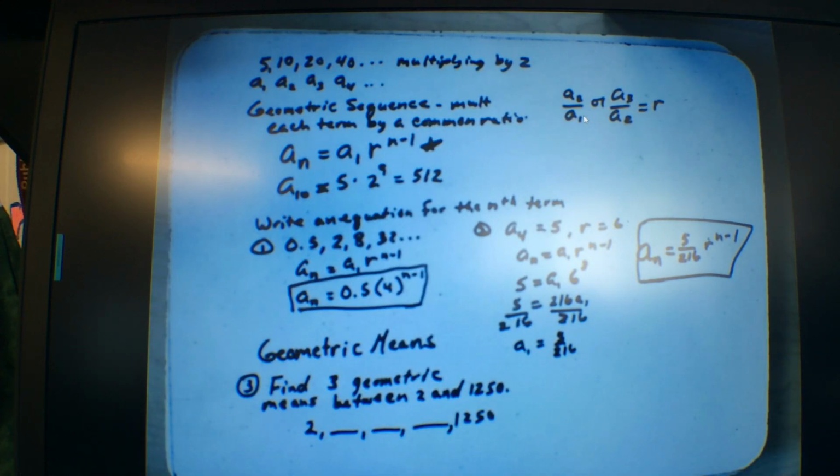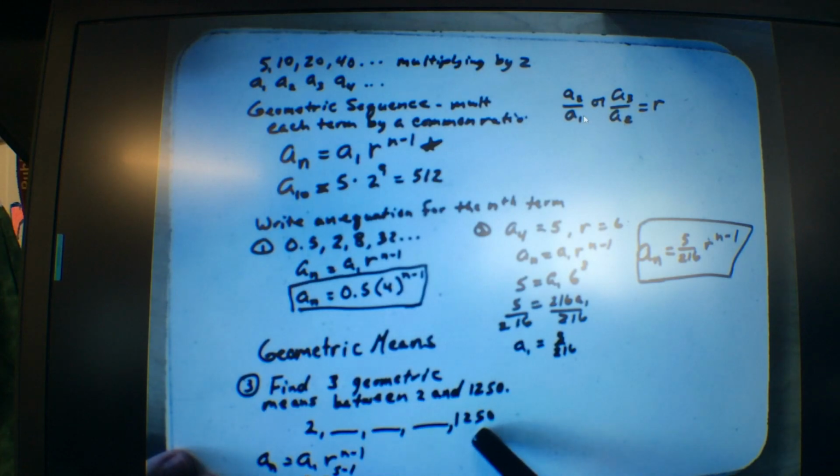So I want to find the 3, so I have to find a common ratio. If I find the common ratio, I've got it, don't I? Basically, 1250 is the 5th term, is that right? So I can use this formula, a sub n equals a sub 1 r to the n minus 1. I can say 1250 equals, a sub 1 is 2, that's what I start with, r to the 5 minus 1 power. Where did the 5 come from? This is the 5th term. Does everybody understand that?